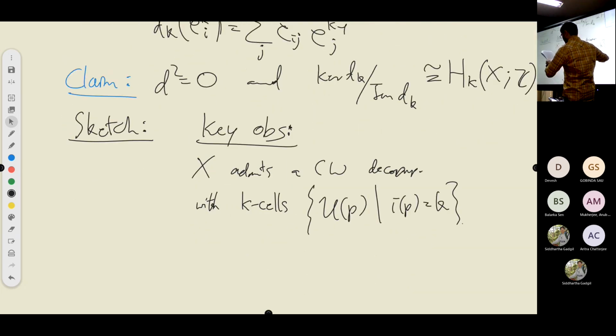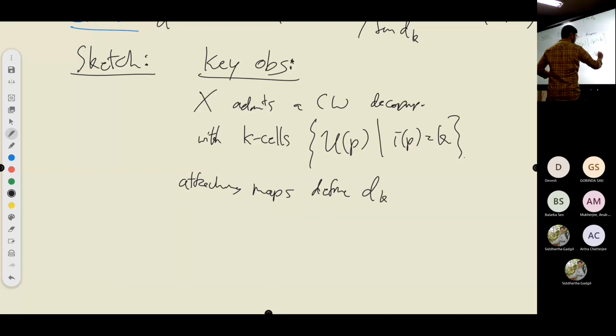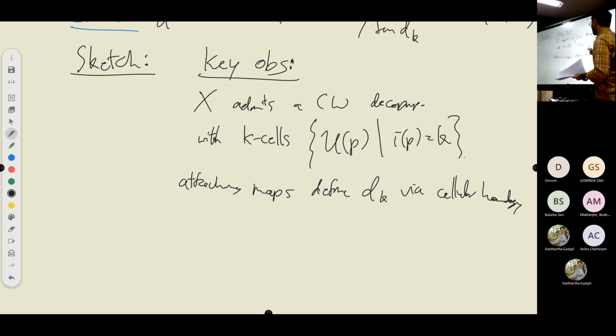But once you have this key observation, then the final thing that's much simpler to see is that the attaching maps define d_k via cellular homology. And you can directly check that the definition that I gave agrees with what you get from cellular homology. And since cellular homology computes singular homology, you have just shown both that d squared is equal to zero and that the homology of your chain complex is the singular homology of your CW complex.